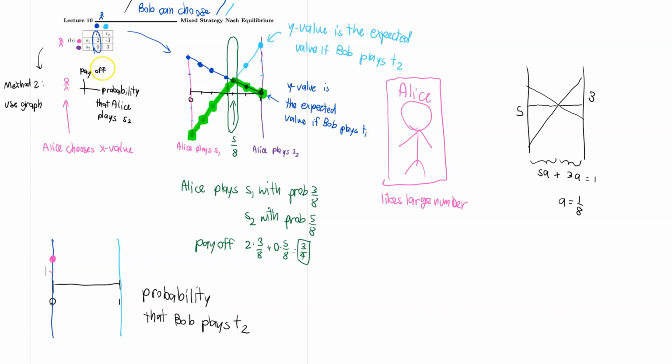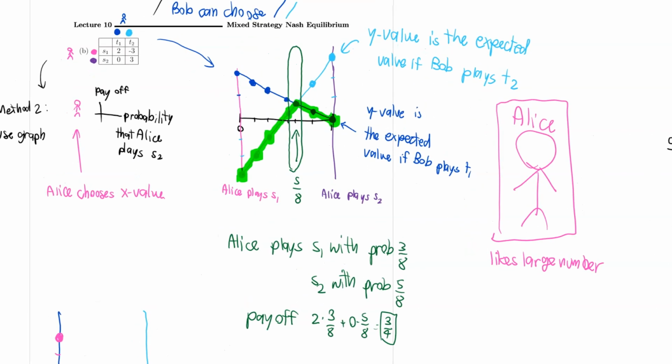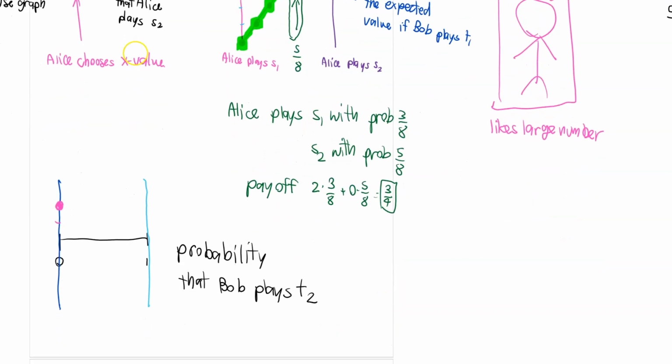And then let me actually color code this. So if Alice were to play S1 and Bob plays dark blue, it's going to be 2. And if Bob plays light blue, it's going to be -3. So now what this means is Bob can choose.